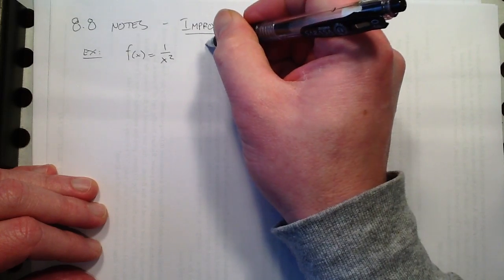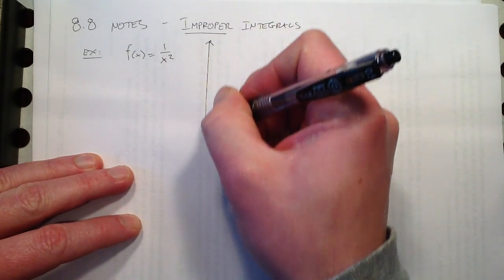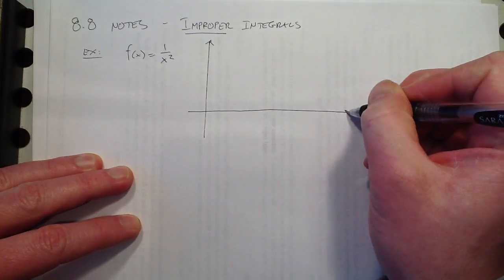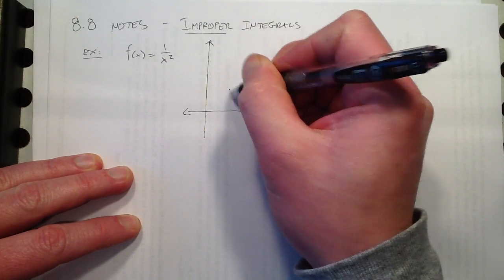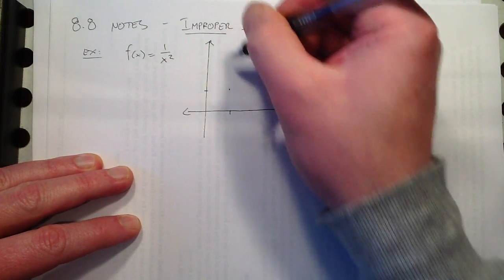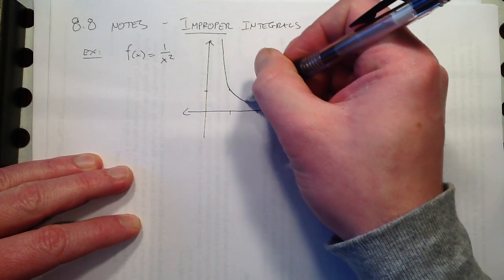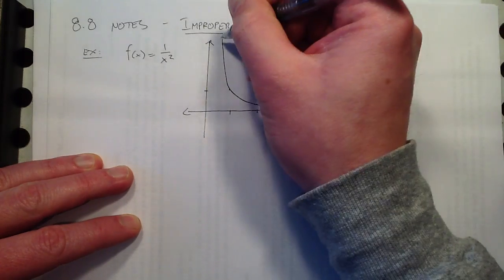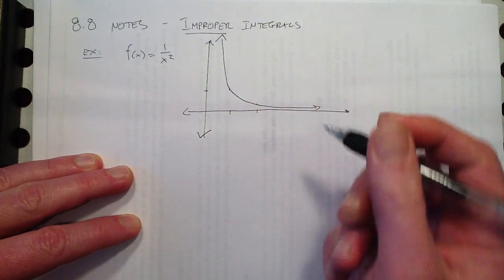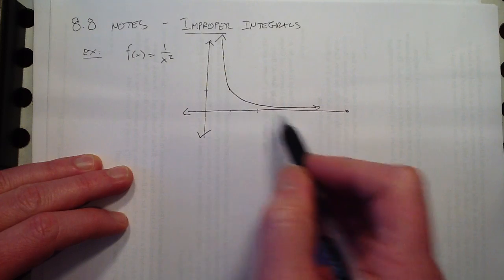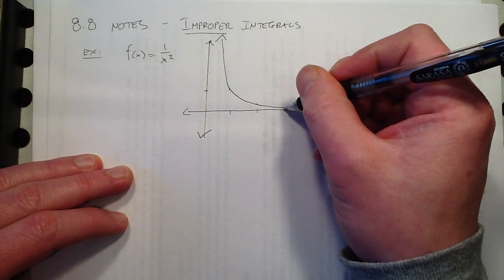We know what that looks like. It looks like, in the first quadrant, it goes through the point (1, 1), and (2, 1/4), and so on. And it comes down and hugs the x-axis pretty quickly, pretty close, something like that.